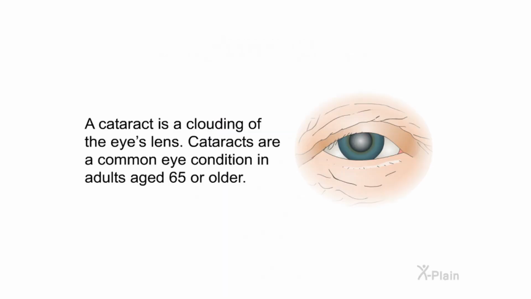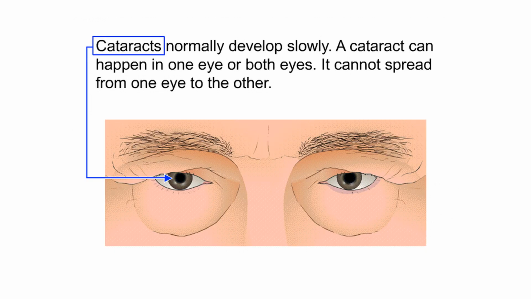Cataracts. A cataract is a clouding of the eye's lens. Cataracts are a common eye condition in adults aged 65 or older. Cataracts normally develop slowly. A cataract can happen in one eye or both eyes. It cannot spread from one eye to the other.